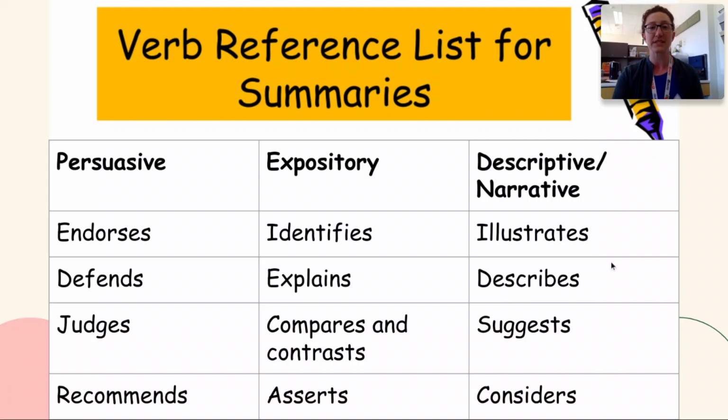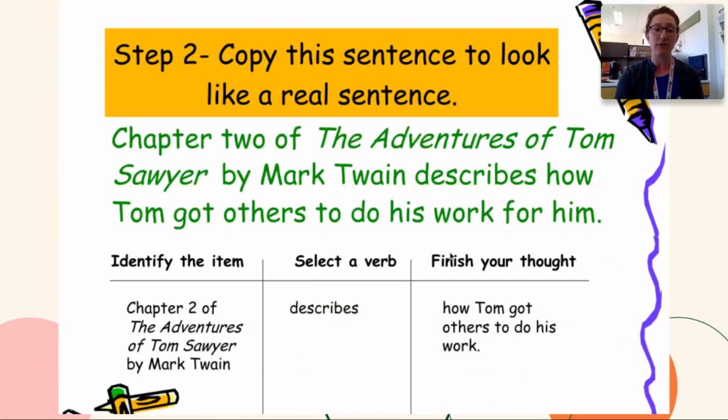Okay, step 2, you have your item, verb, and main idea, and you put it together to look like a real sentence. So Chapter 2 of The Adventures of Tom Sawyer by Mark Twain describes how Tom got others to do his work for him. Just make sure that you have correct capitalization and grammar in that sentence.